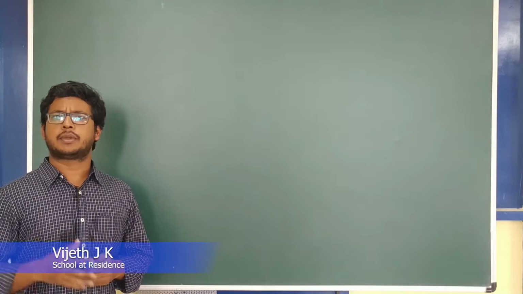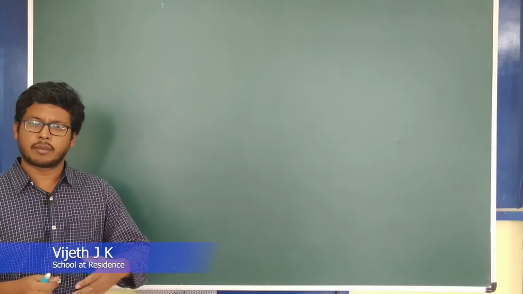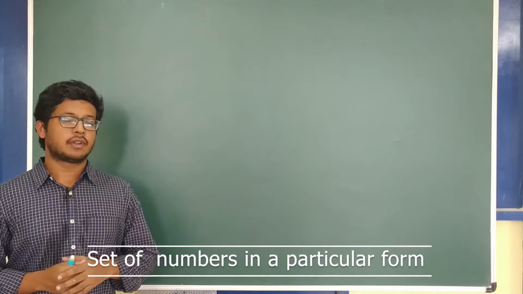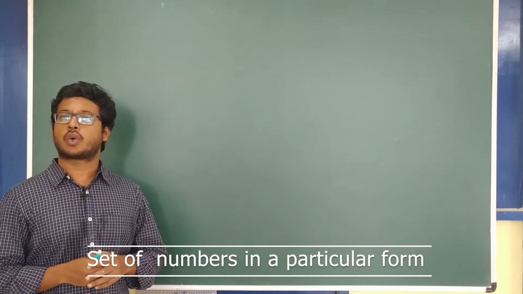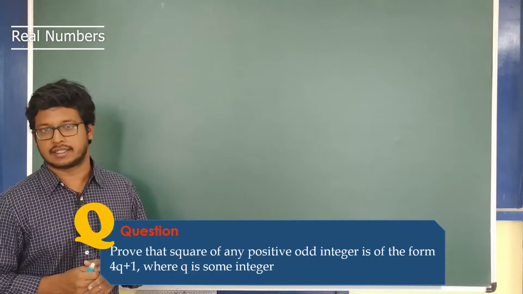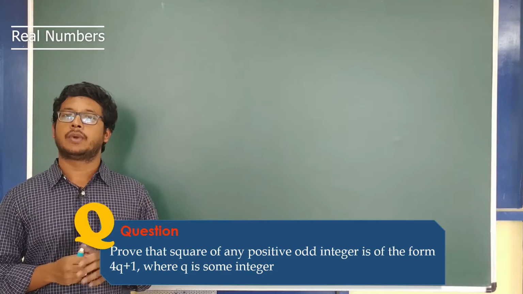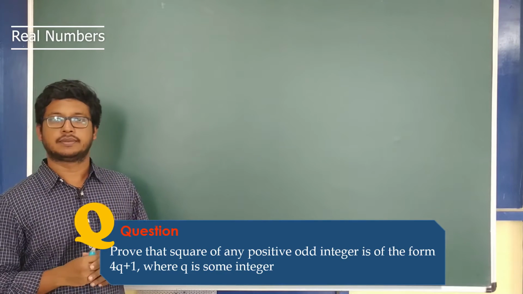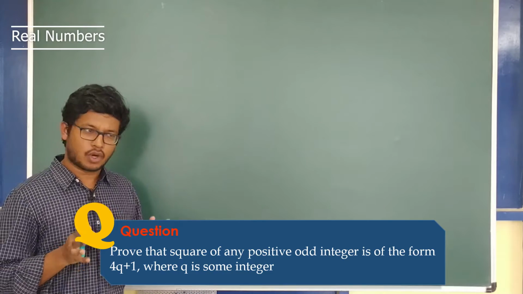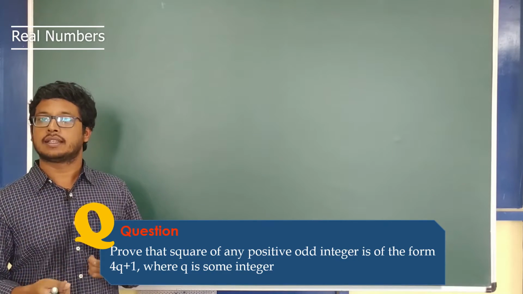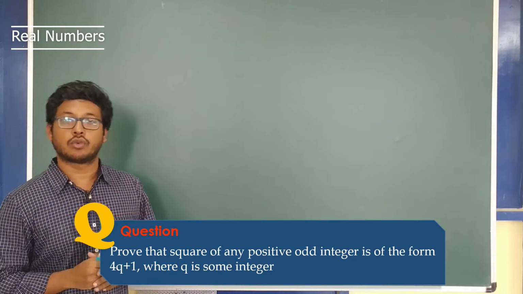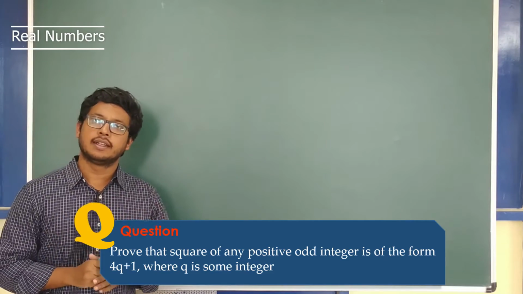Now we'll solve a little bit tricky problem, a little complicated problem. Here we'll try to prove that the square of any positive odd integer is of the form 4q plus 1. You take any positive odd integer and you square it, it will be in the form 4q plus 1. Alright, so that's what we'll do.